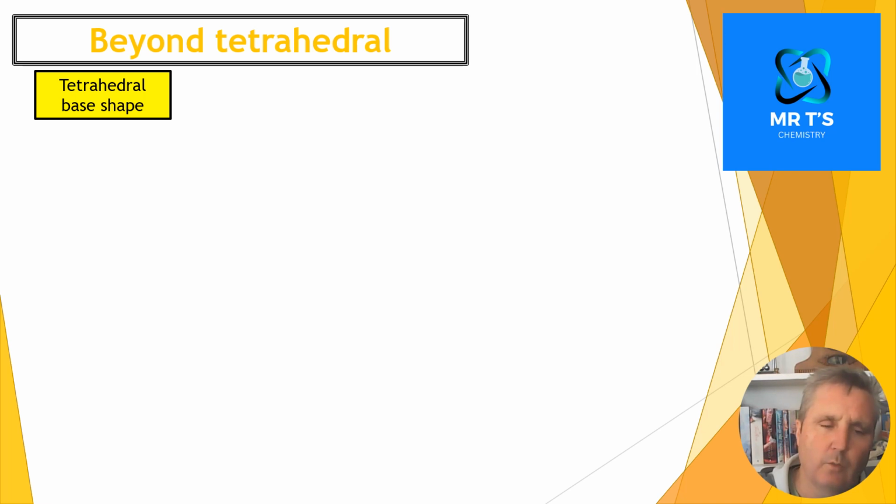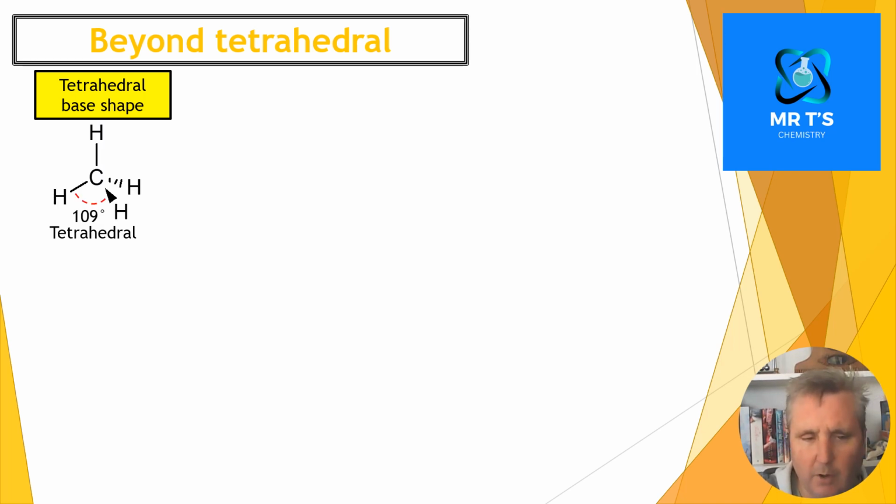When I talk about a tetrahedral base shape, what I'm saying is we have an atom in the center that is surrounded by 4 electron density regions. They are negative, so they mutually repel each other because they have similar electrostatic charges. They push away from each other equally to produce an angle of 109 degrees. In a 3-dimensional arrangement, this is a tetrahedral shape.